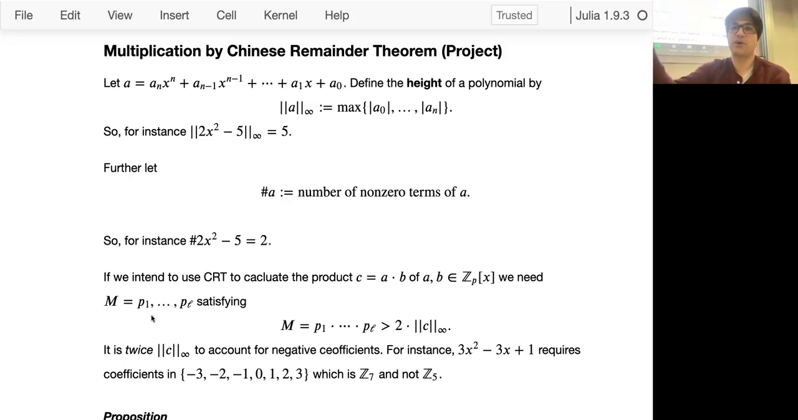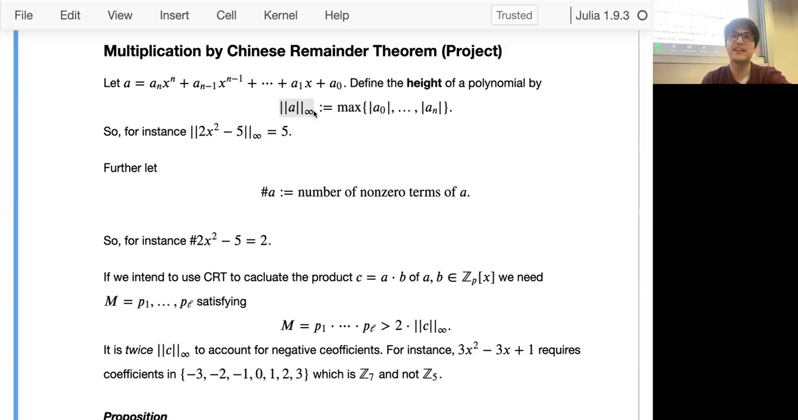Do you guys know what the height of a polynomial is? I can't see why you would need it. Maybe if you've done the Pythagorean theorem or binomial expansions, it becomes relevant. It's just the largest coefficient that A has, taking absolute values, so who cares about negatives. So 2x squared minus 5 has height 5. Are you familiar with these norms? This is the infinity norm for polynomials, if you're familiar with that terminology. So you guys know what norms are. They're important.